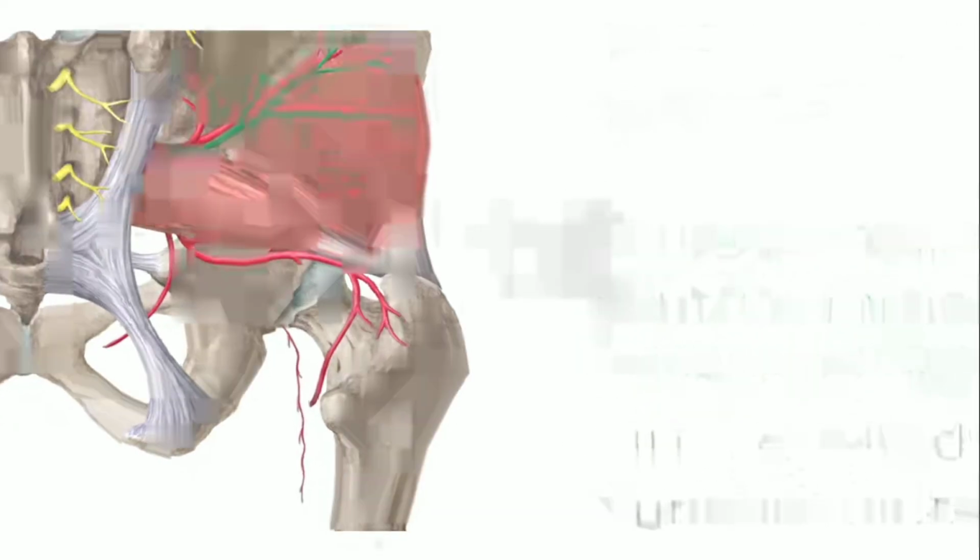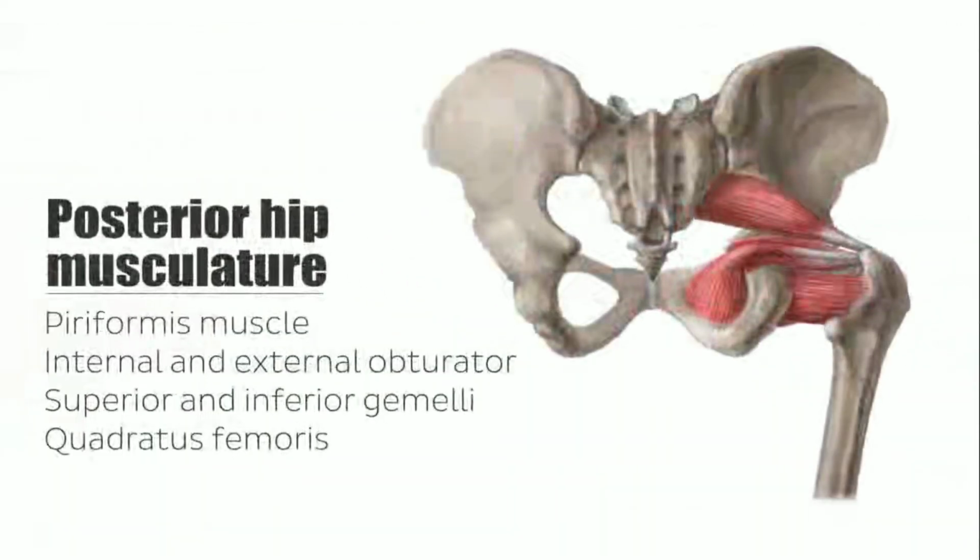As I mentioned earlier, the second part of this tutorial includes the posterior hip musculature. The posterior hip musculature comprises a group of muscles that extend from the pelvic bone to the femur. During their course, they cross the hip joint dorsally, and you can clearly see here in this image the group of muscles that we just talked about going all the way from the pelvis to the femur.